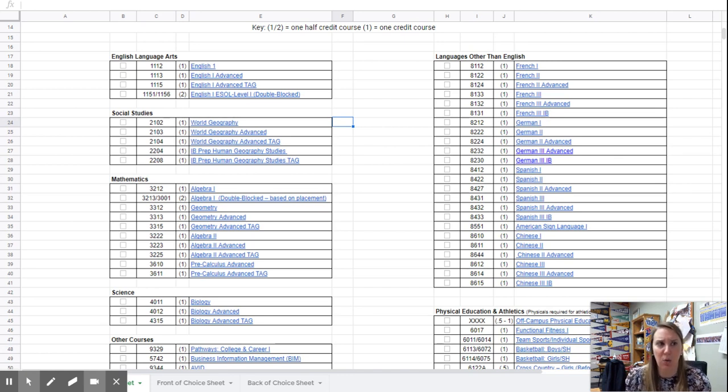So just a couple general reminders for languages. You're allowed to switch. So let's say maybe in middle school you took Spanish, but you want to switch to sign language, or you want to switch to French. You can do that. You can change your language.